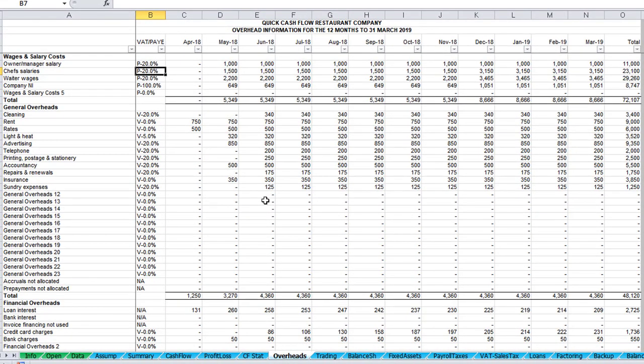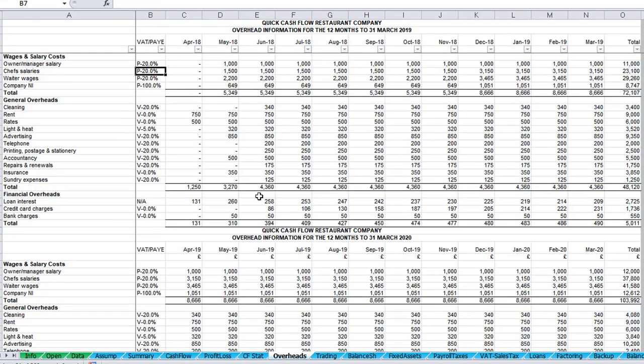I'm going to do a Control N, so it cuts out all the extra lines. And this will give you a breakdown of your wages and salaries. These totals get taken through to your profit and loss account, and then if you want to see a breakdown of that, so if you remember, we put our owner manager's salary in at £1,000 a month all the way through. Our chef's salary is starting off at £1,500 a month, increasing in December to £3,150 when we take on another chef, and so on.